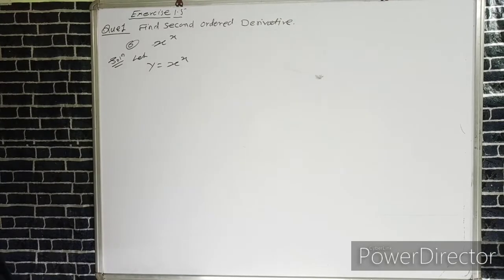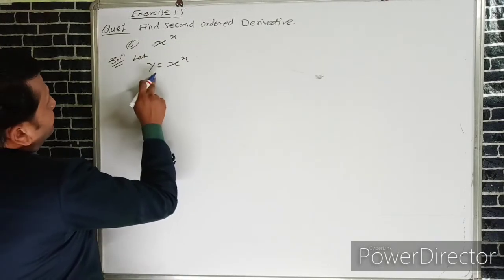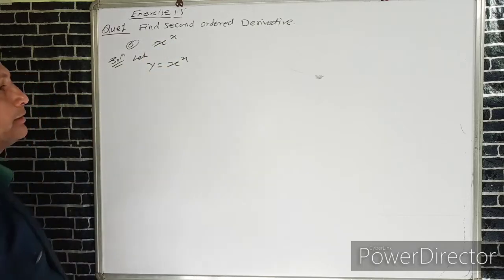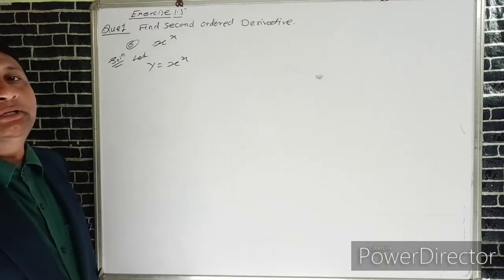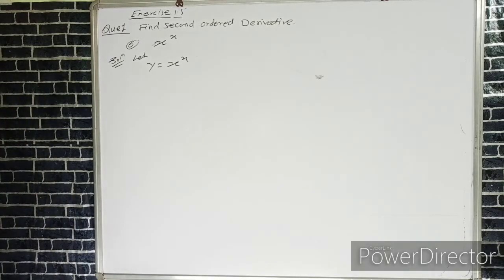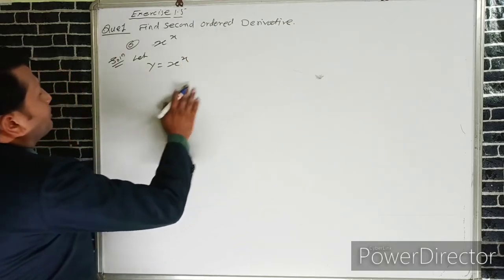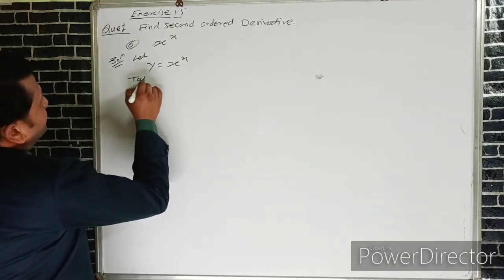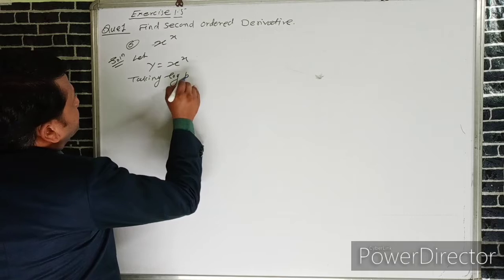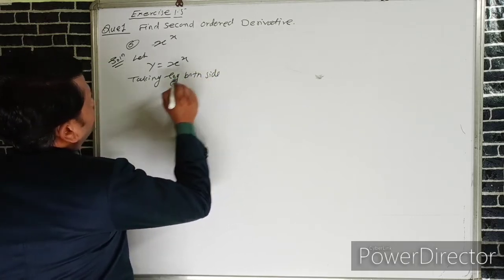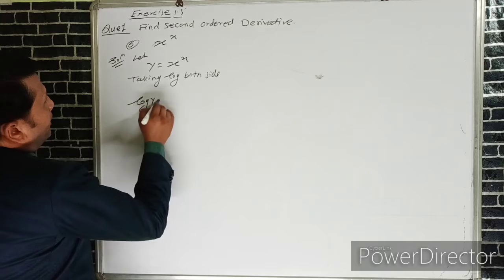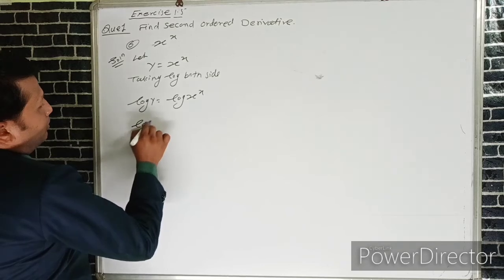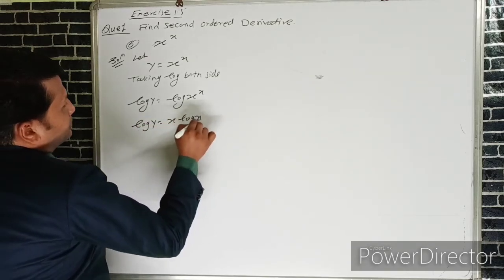Here again we have to find the second order derivative, where the function is x raised to the power x. If we take the direct derivative of the function x raised to the power x, then there is no derivative available in the form of f of x raised to the power g of x. Hence first we take log on both sides, then log y is equal to log of x raised to the power x. So we can write log of y is equal to x log of x.